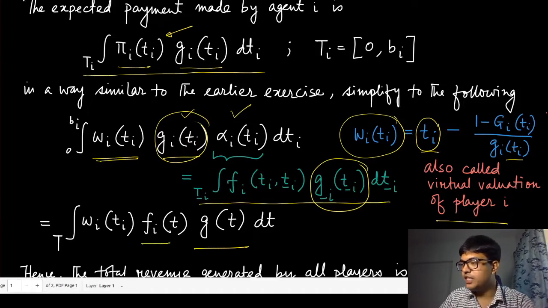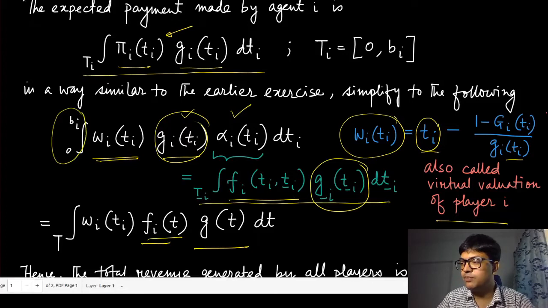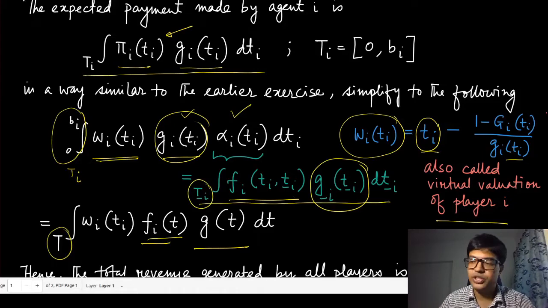And this FITI is exactly the type of player I. Similarly, because this was only with respect to the type, this 0 to bi is nothing but t of I, and here the integral was over all t minus I, so the integral is over the whole type profile t. So this is just a shorthand notation for multiple integrals. There are n integrals here, compressed into one. So we have this part, which is the virtual valuation of player I multiplied by the probability of that agent getting allocated, and then G of t.